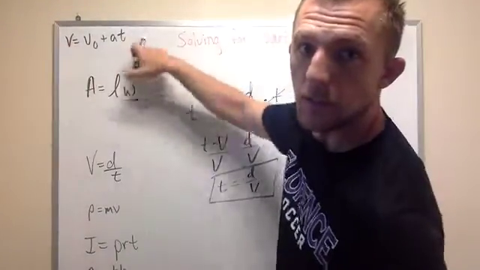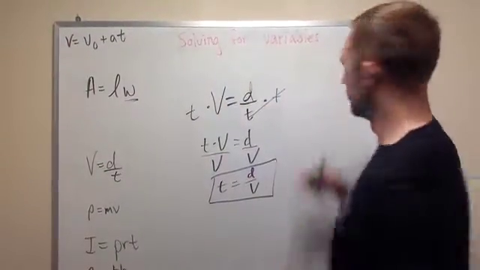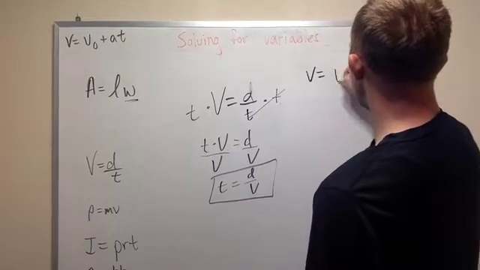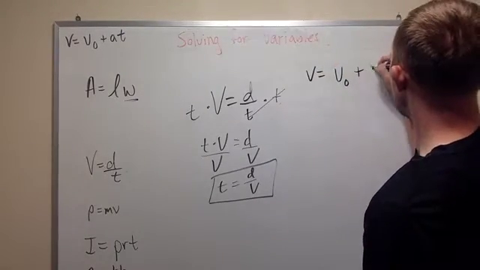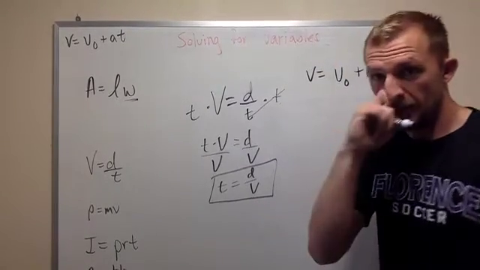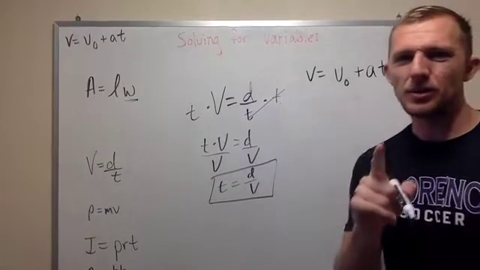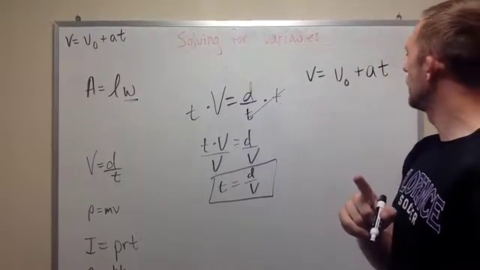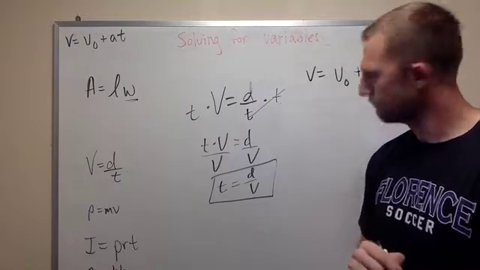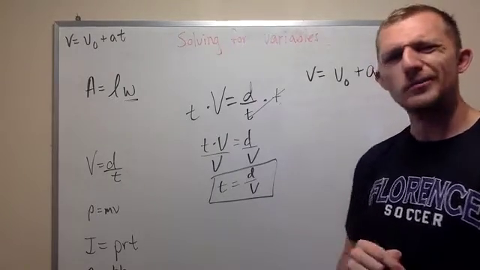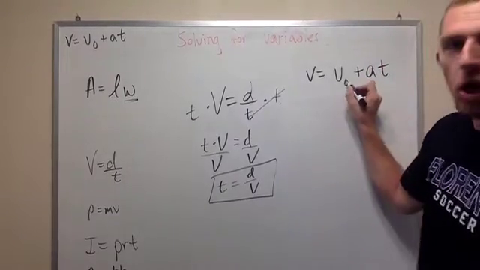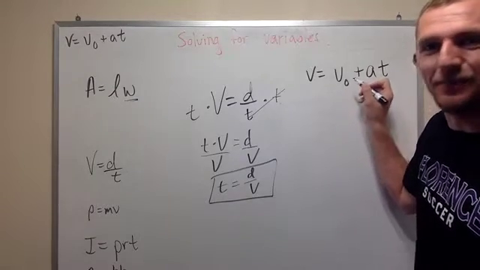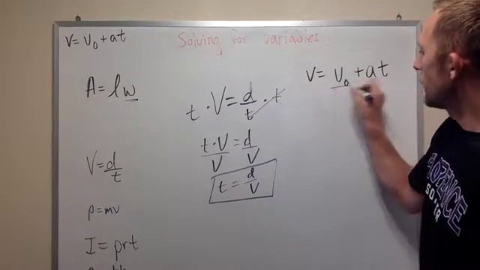So this one over here, it is difficult. V equals V naught plus A times T, all right? I want to solve for V. This is called V naught. V0 is V naught. Okay? I want to solve for that first.